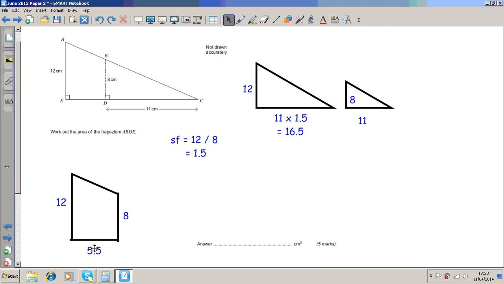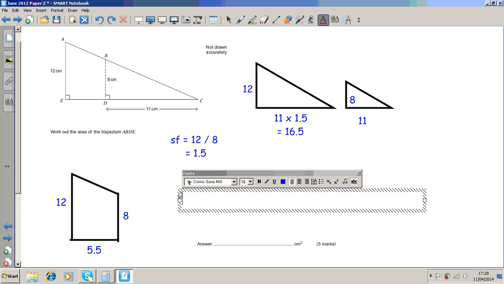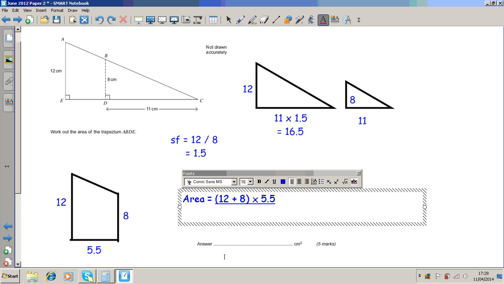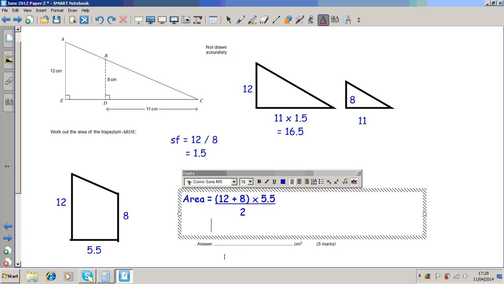So I've got myself my trapezium, and now to do the area, and the rule I'm pretty sure is given at the front of the exam paper, is you add together your parallel sides, so 12 plus 8 times the distance between them, and you have it. So for us that's going to be 20 times 5.5, which is 110, and then halved is 55 centimetres squared.